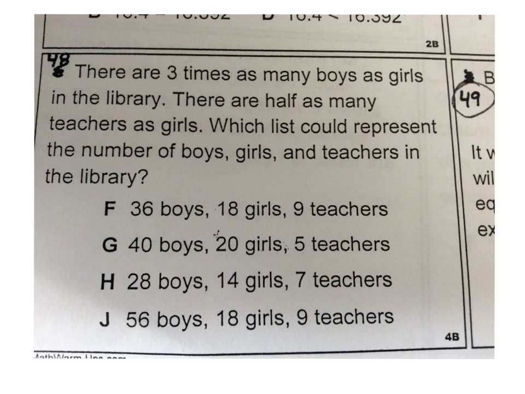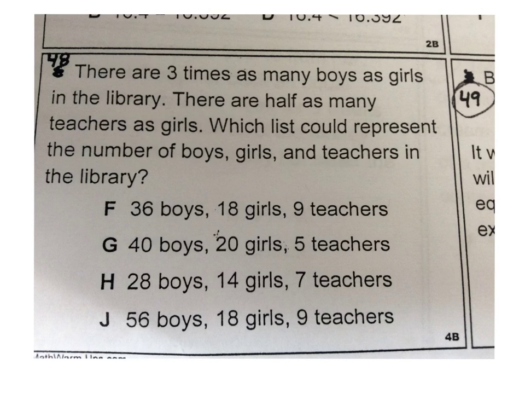Number 48. There are 3 times as many boys as girls in the library. There are half as many teachers as girls. Which list could represent the number of boys, girls, and teachers in the library? We've got F at 36 boys, 18 girls, and 9 teachers. G is 40 boys, 20 girls, and 5 teachers. H is 28 boys, 14 girls, and 7 teachers. And J is 56 boys, 18 girls, and 9 teachers.